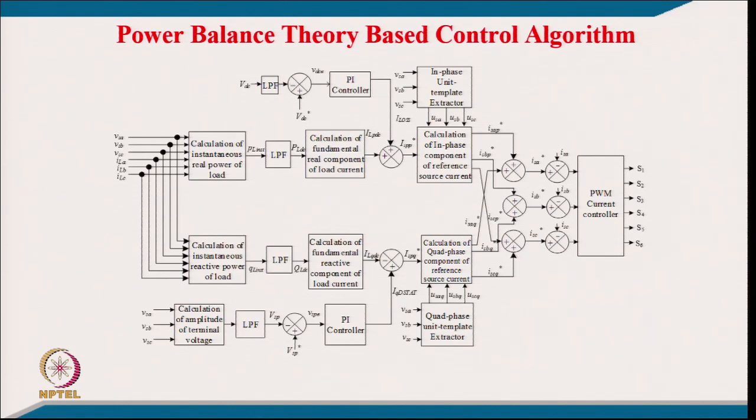So, here of course, we can discuss what we are sensing. Here we are sensing the 3-phase voltage, maybe line voltage, because phase voltage in a 3-wire system is not available, and then we have a 3-phase load current estimation.